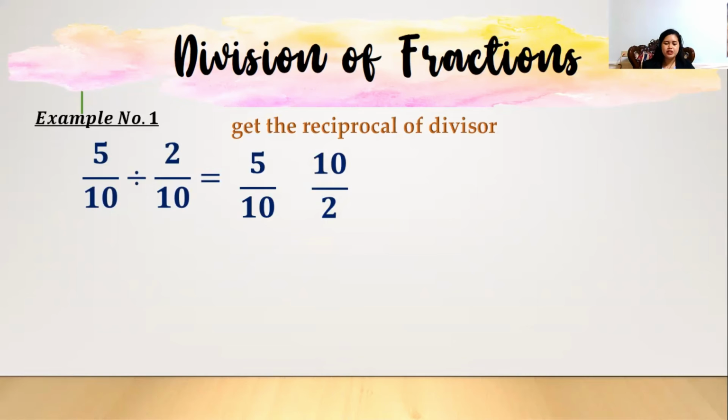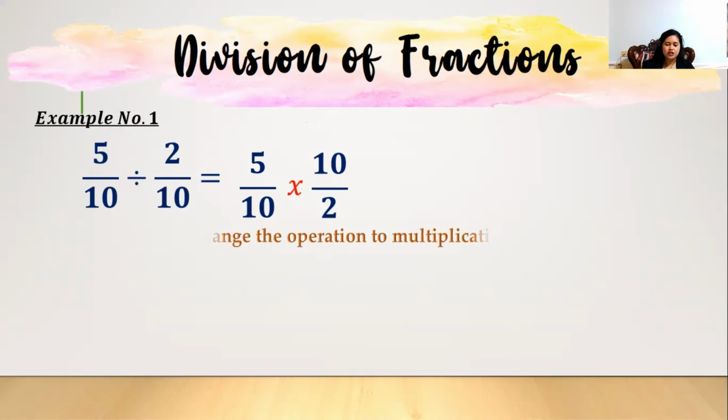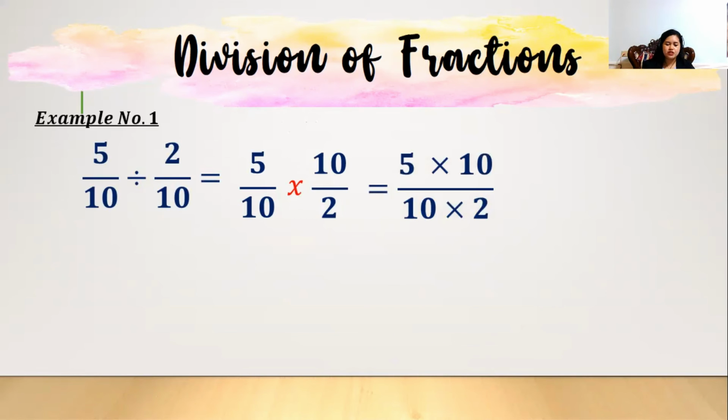And then afterwards, we now change the operation. So we no longer use division, but instead we are going to use the multiplication symbol, since earlier I said that division is just a reverse of multiplication. Okay, so now we have the equation 5/10 times 10/2. So proceed with the multiplication, so that would be equal to 5 times 10 over 10 times 2. The result is 50/20, or it is equal to 5/2.